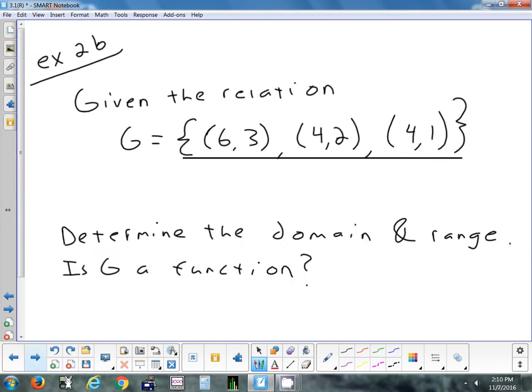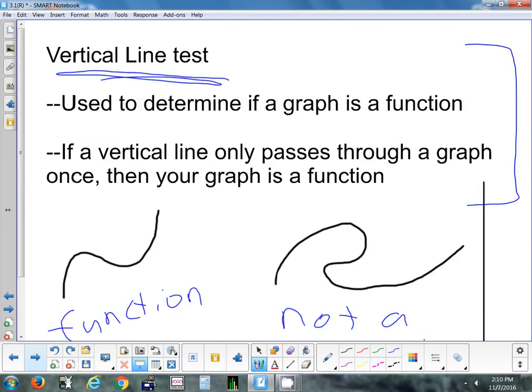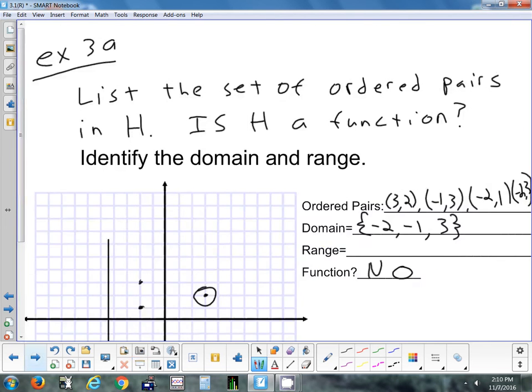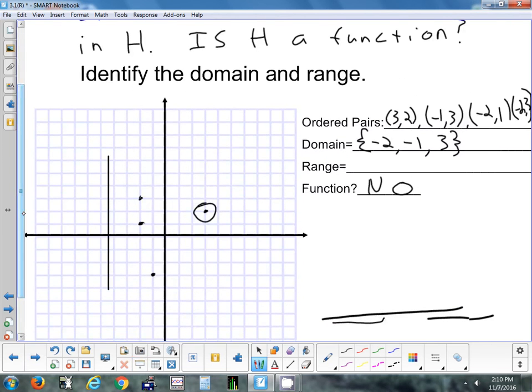Guys, the sheet I'm giving you, 3A is on the bottom. Once you get that, just fill in what we've done. 3A is on the bottom of the sheet I'm giving you. How about the range?